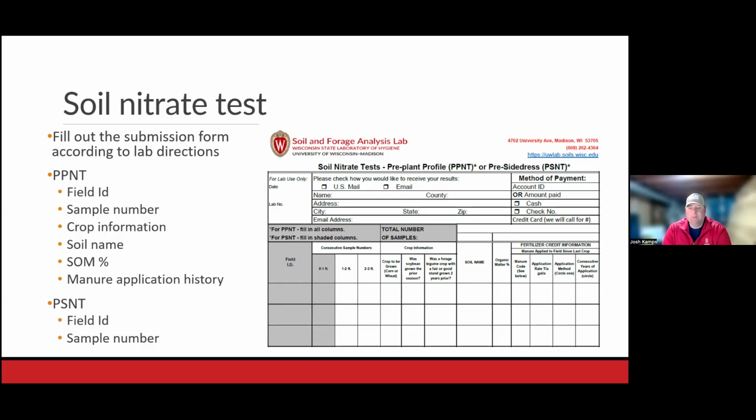Use something that gives the grower or your manager the information they need to get back to that right field. Figure out what you want to call those fields, sample numbers, something that works for you.